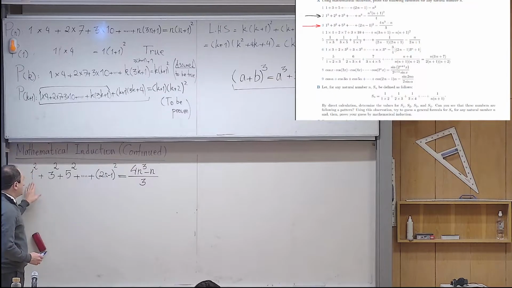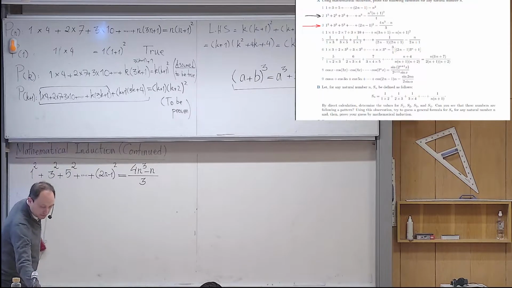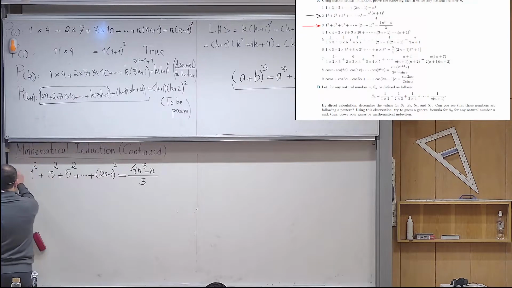So you are supposed to show that this is true. So what you do first, you call it P of n, for example, and then you check that this is true for n equals 1. So what is P of 1?